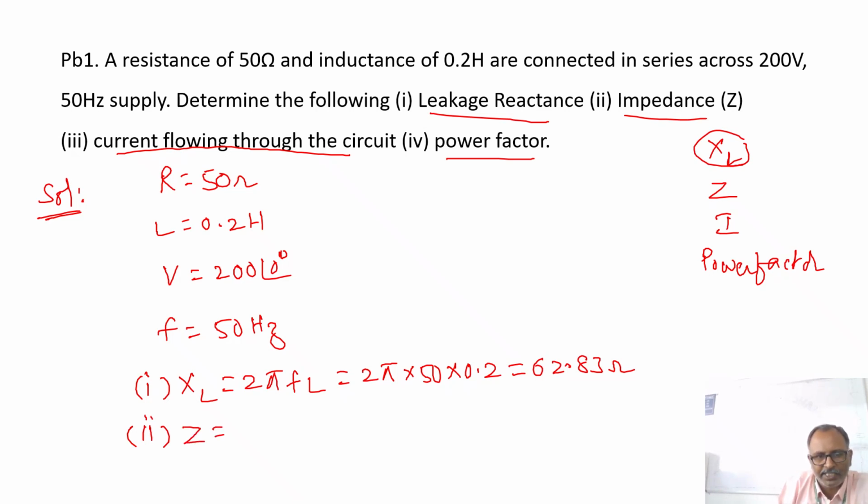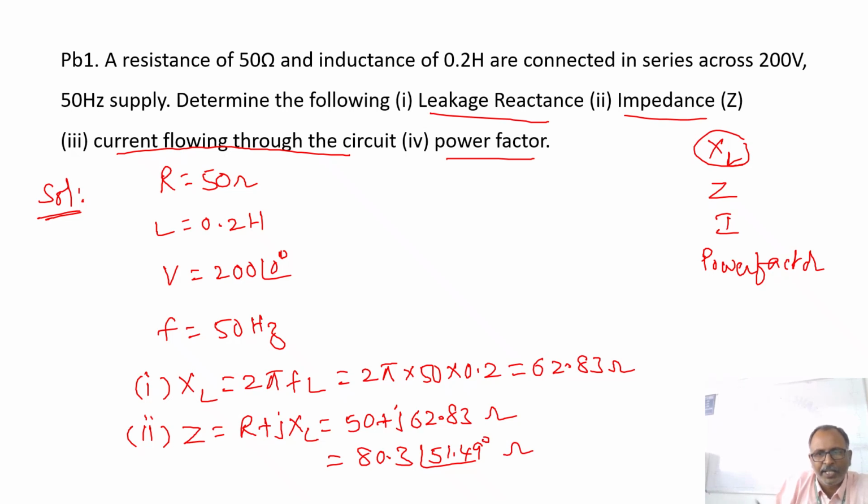The impedance is given by R plus JXL. R is 50, XL is 62.83 ohms. It is in rectangular form. If you convert into polar form, the magnitude we get is 80.3 and the angle we are going to get is 51.49 degrees. So this is in polar form. This is impedance, and impedance is completed. We need to find out current and power factor.